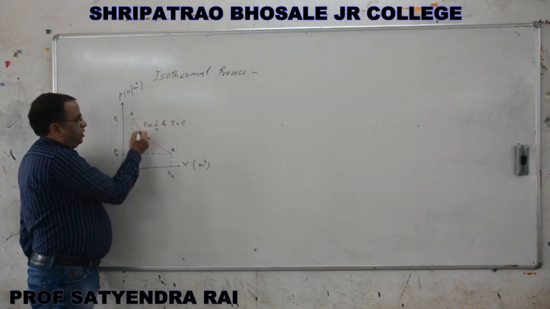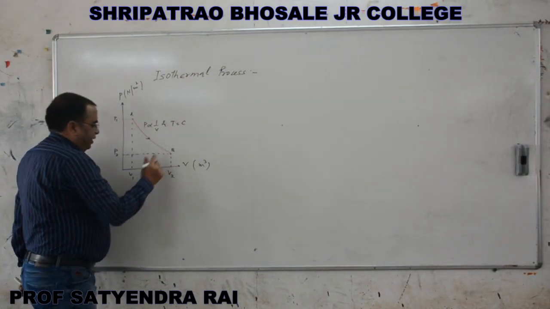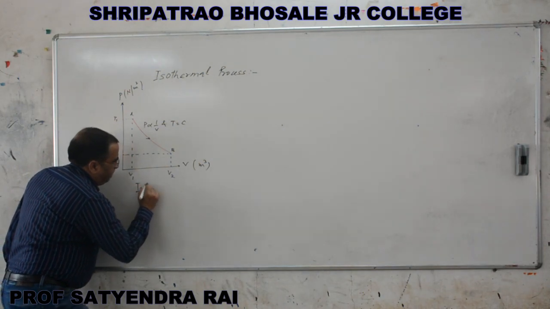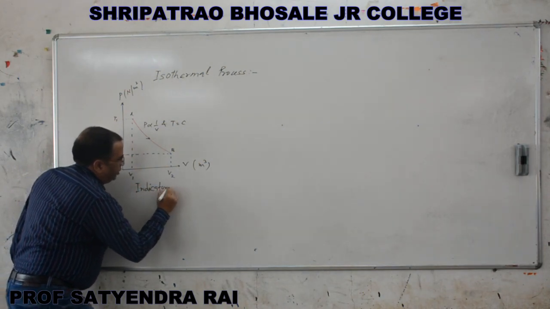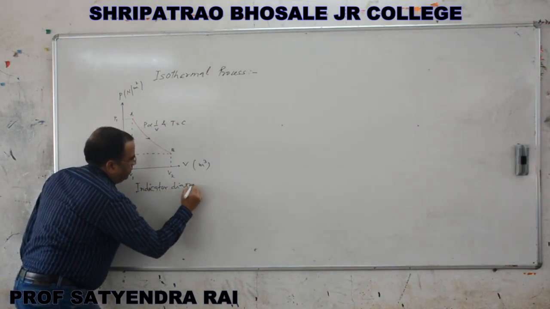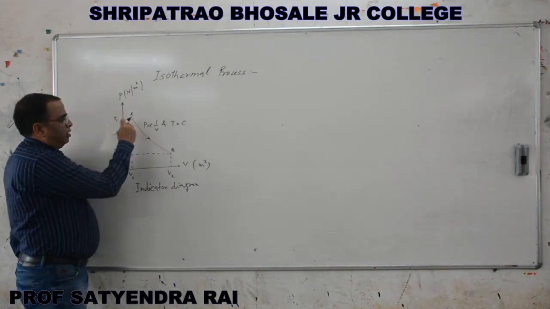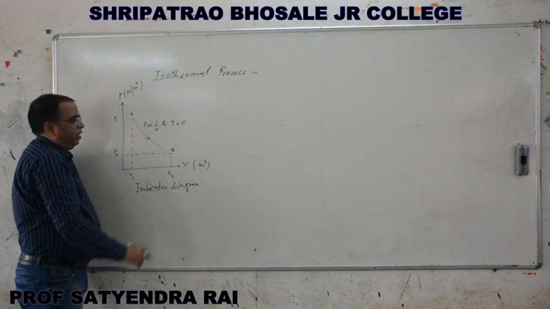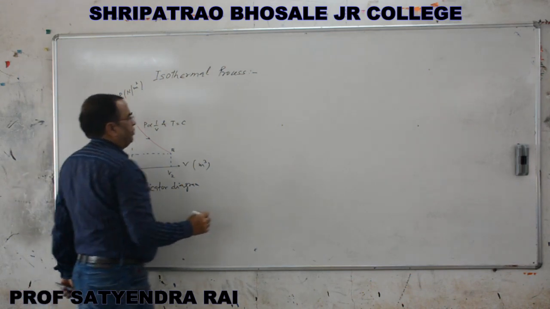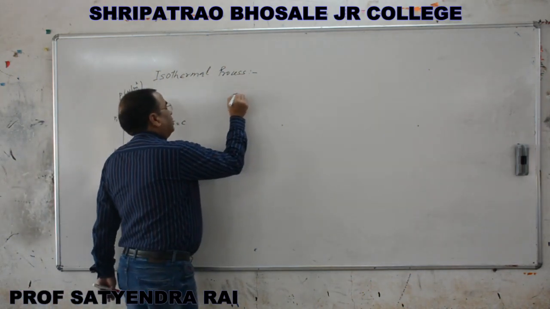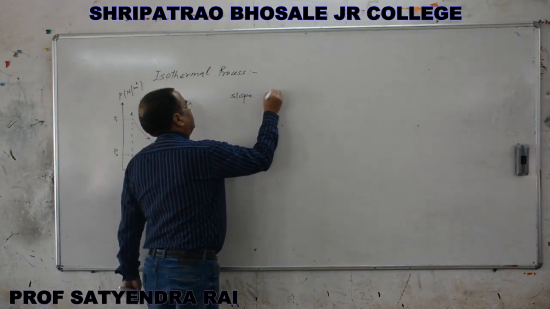Isothermal process, as we are discussing, this is the indicator diagram. Here P varies inversely with V at constant temperature. Now we learn to get the slope of the curve.